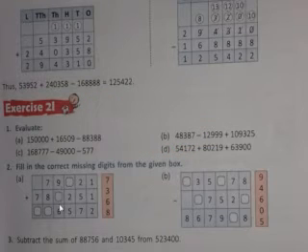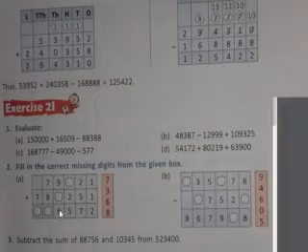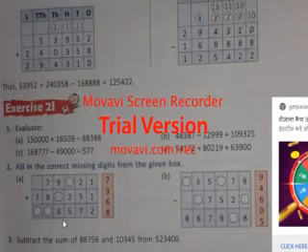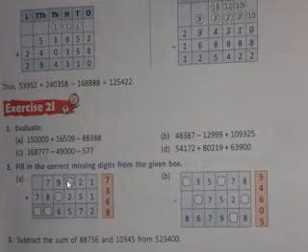Now from 9, how much will be subtracted to get 6? It's very simple. From the minuend you can subtract the difference and you will get the subtrahend also. So 9 minus 6 becomes 3. So 3 should be there. So it becomes 9 minus 3 is equal to 6. I hope you all are understanding.